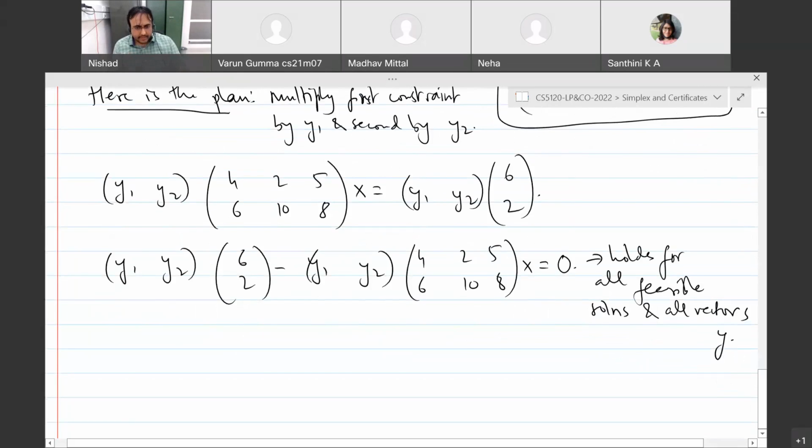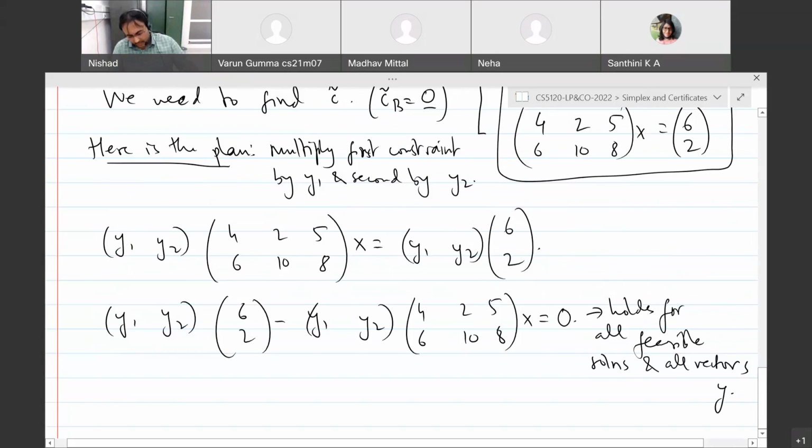And we are going to add this to our objective function because this is 0, right? So we can add this to our original objective function and then choose y1 and y2 in such a way so that the entries in the objective function corresponding to the basic variables will become 0. So we need to figure out what the formula for y is that will force that.